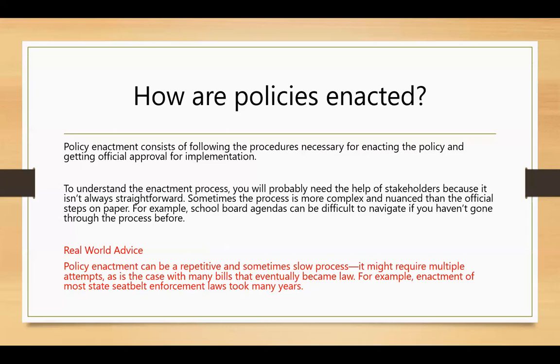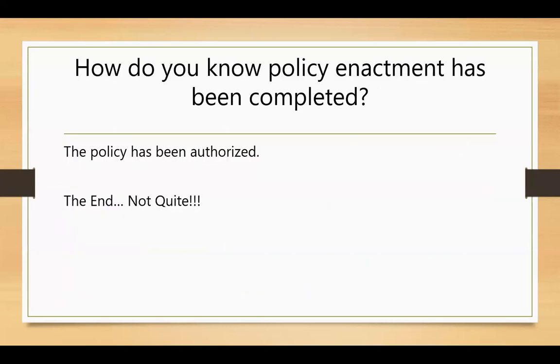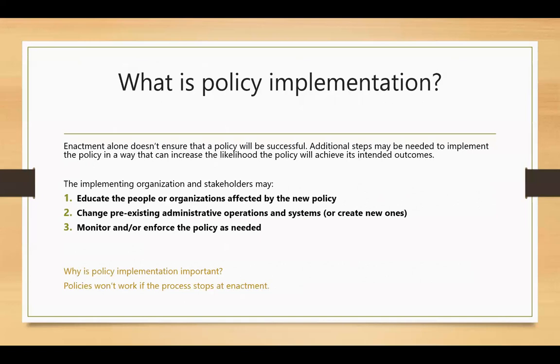Okay. Now, here's the good part. How do you know policy enactment has been completed? The policy has been authorized. We've got to the end, right? Well, not quite. Just because we got to enactment, we have not yet finished our process. At this point, you're tired of me talking. I'm sure I am. So what is policy implementation? Enactment alone doesn't ensure a policy will be successful. Additional steps may be needed to implement the policy in a way that can increase the likelihood the policy will achieve its intended outcome. Okay?